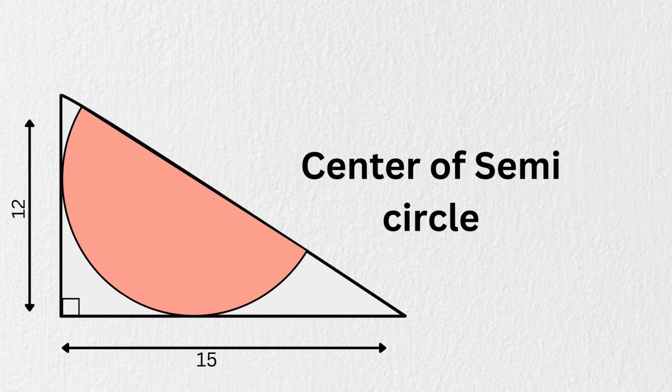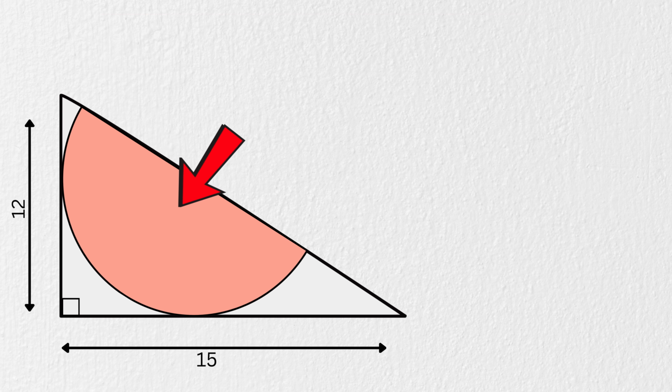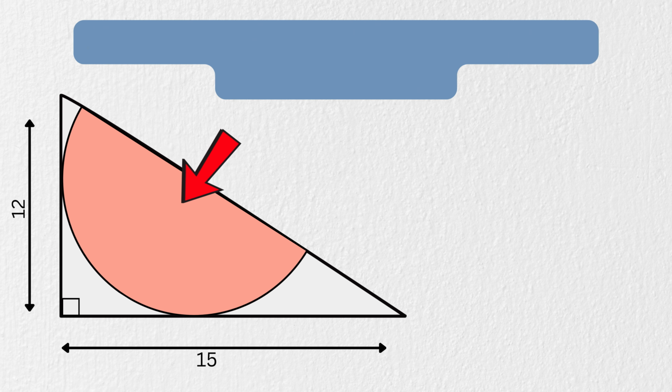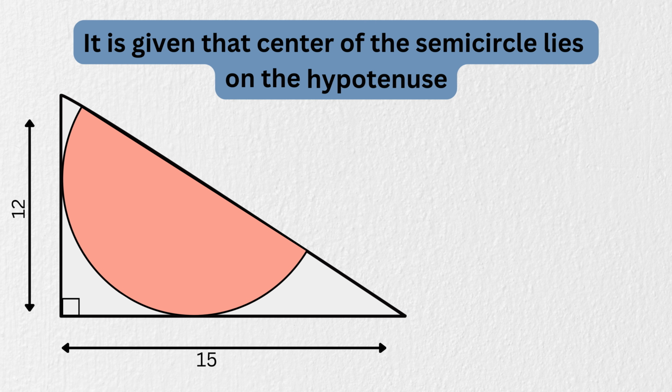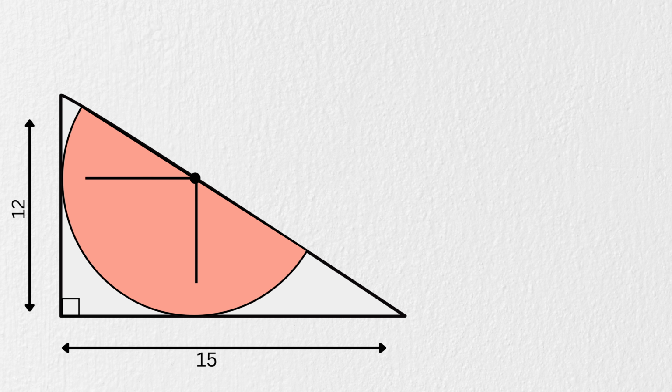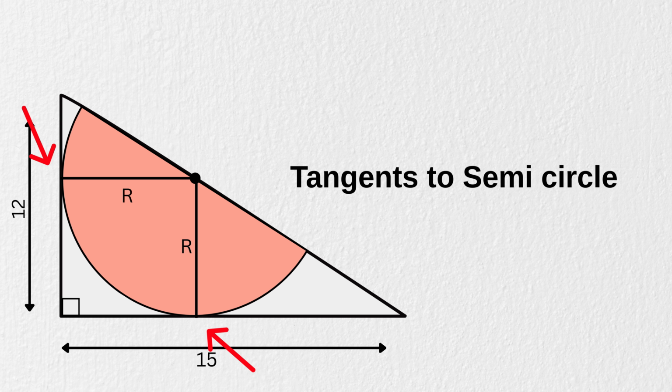Let's first mark the center of this semicircle. We are having the center of this semicircle lies on the hypotenuse of the right-angled triangle. So let's mark this point right here on the hypotenuse as the center of the semicircle. Now we need to draw two radii from this center point to the other two sides of the triangle, like this. These two sides of the triangle touch the semicircle externally. That means they are tangents to this semicircle.